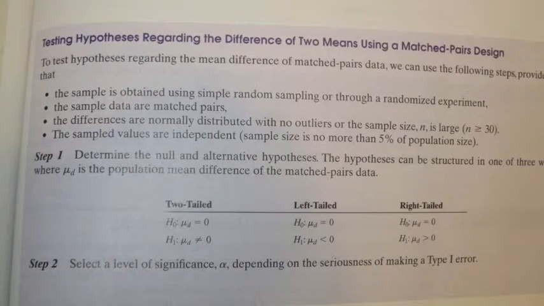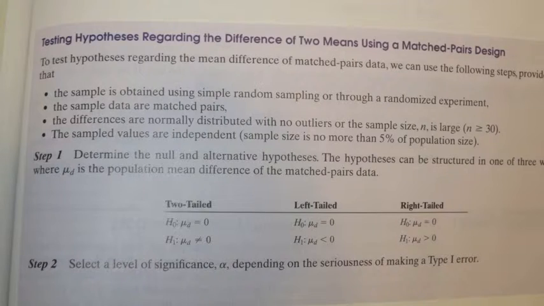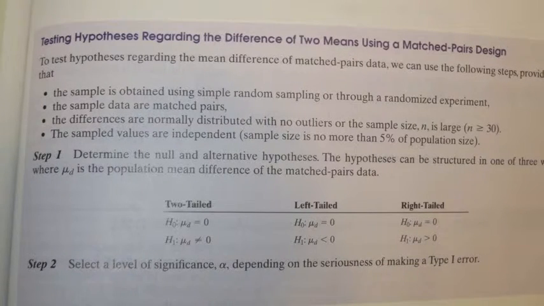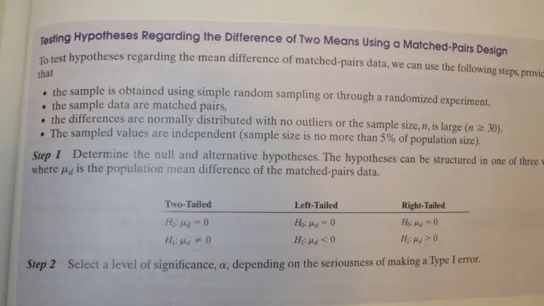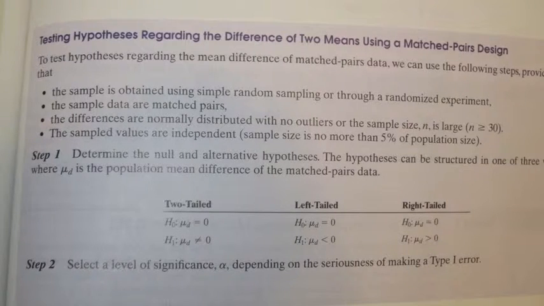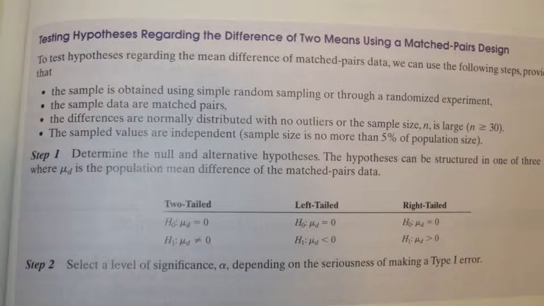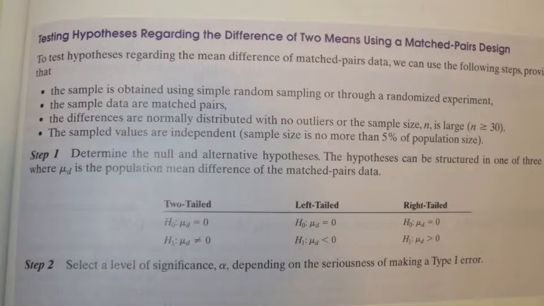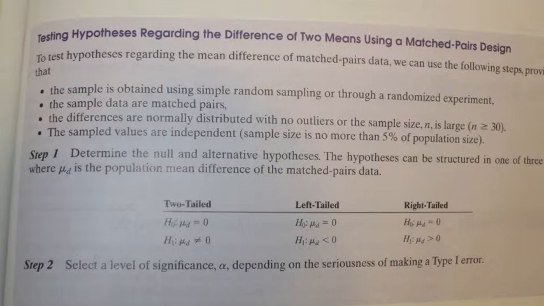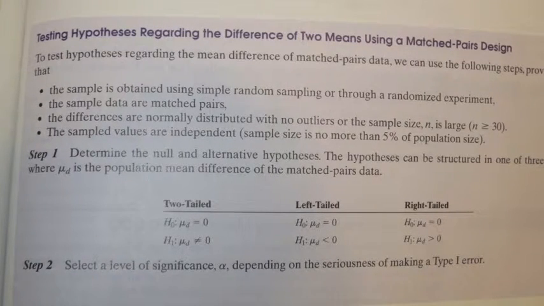Step 1. Determine the null and alternative hypotheses. The hypotheses can be structured in one of three ways, depending on if it is a two-tailed test, a left-tailed test, or a right-tailed test. Step 2 tells us to select a level of significance depending on the seriousness of making a type 1 error.